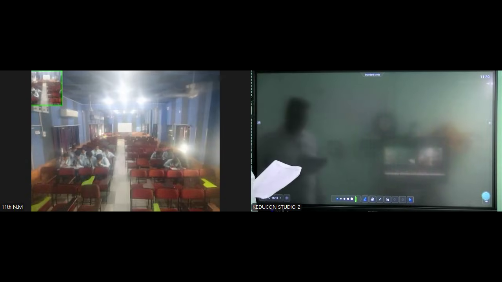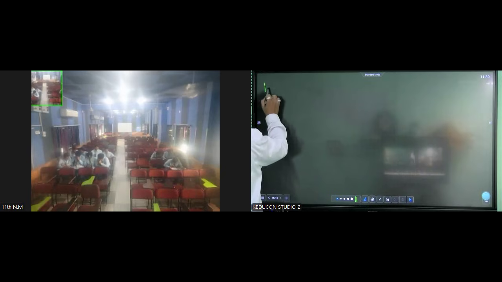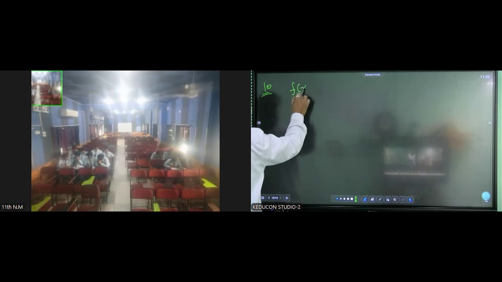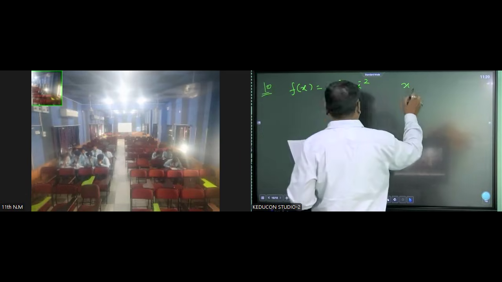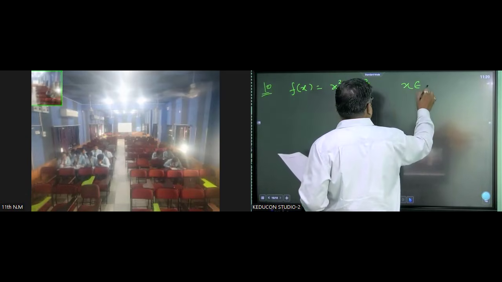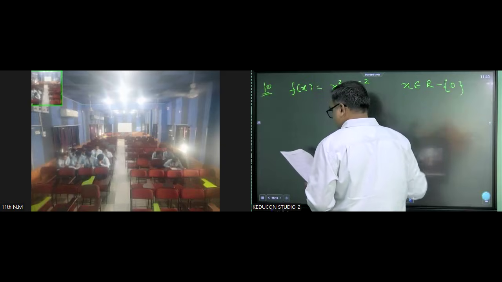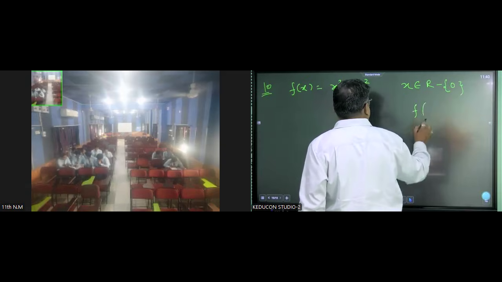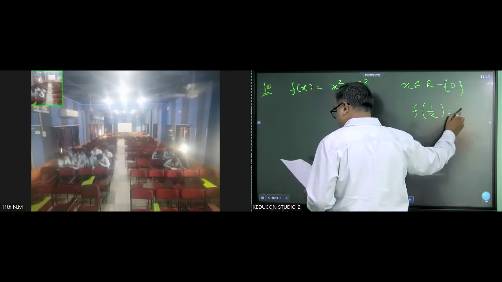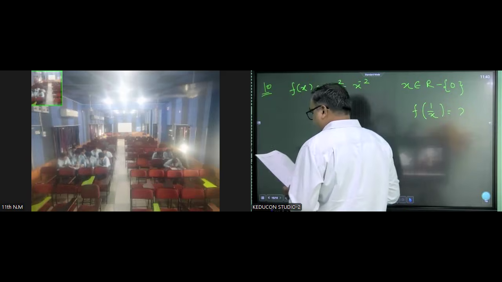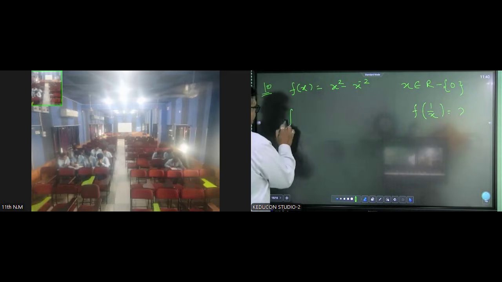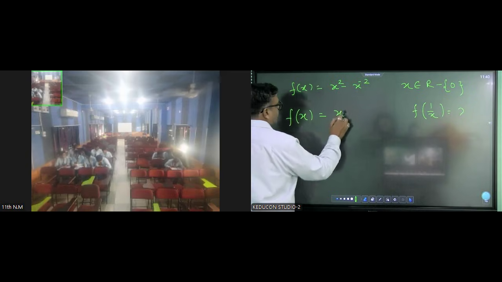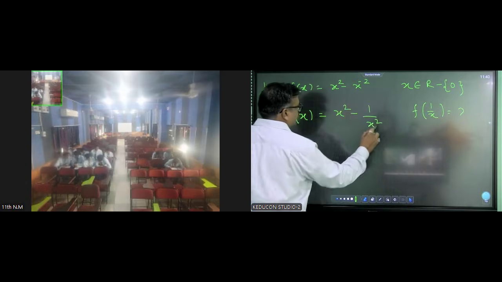नेक्स्ट क्वेश्चन देखते हैं बेटा. The next question is 10th question. fx is equal to x square minus 1 over x square, and where x belongs to all real numbers minus 0, right? Find f of 1 by x. We have to find f of 1 by x, find out करना है बच्चों हमें. See how to do this. fx is equal to x square minus 1 over x square, is this clear बच्चों?